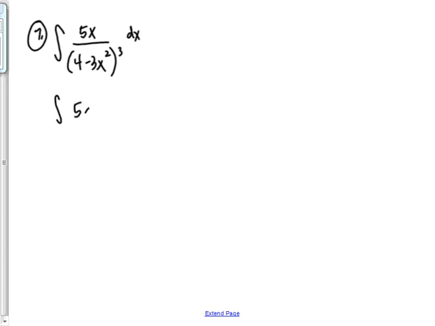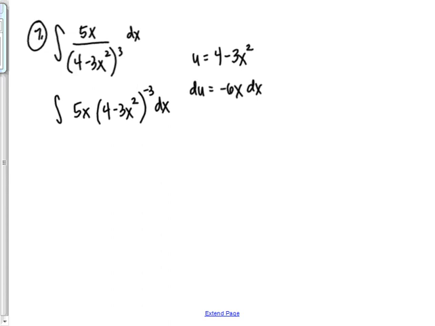All right, here we go. Number 7. Integral of 5x over 4 minus 3x squared cubed. All right, so first thing we do, bring it up to the negative 3 power. All right, so u would be 4 minus 3x squared. So du would be the derivative of that, which would be negative 6x dx. I can see right now I don't have that. So first thing I'll do is get rid of that 5. Put the 5 on the outside. Okay, so this is going to be my new u.